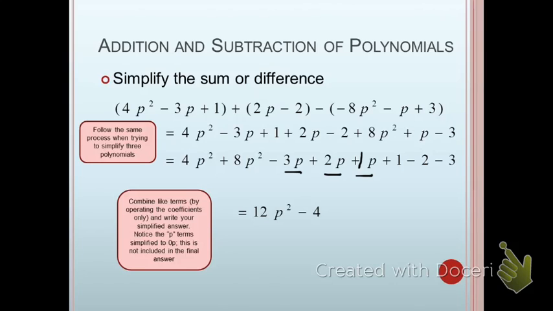Negative 3 and negative 2 is negative 5. Added to 1 leaves us with negative 4. So our final answer is a binomial, a second degree binomial, 12p squared minus 4. Our leading coefficient in this example is 12.